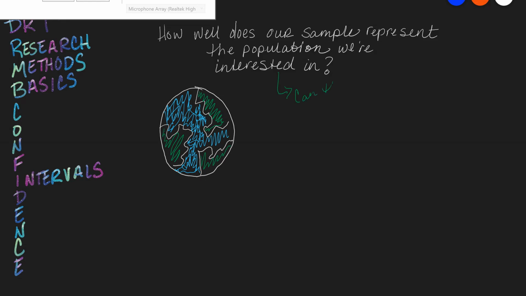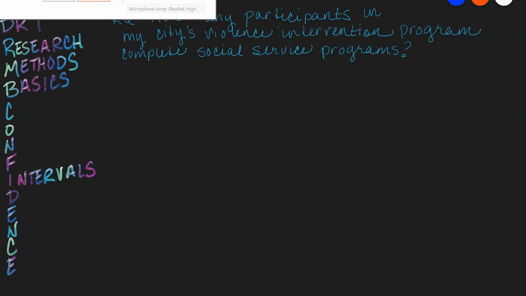Can the findings from our sample be applied to the population? Is our sample good enough that whatever we find is representative of the entire population? We're going to have to learn more about confidence intervals with a really descriptive kind of research question.